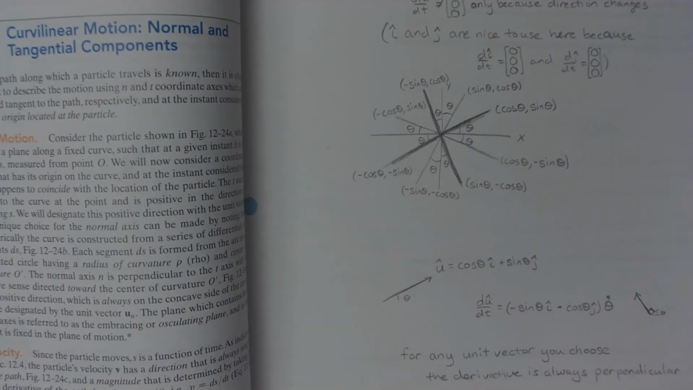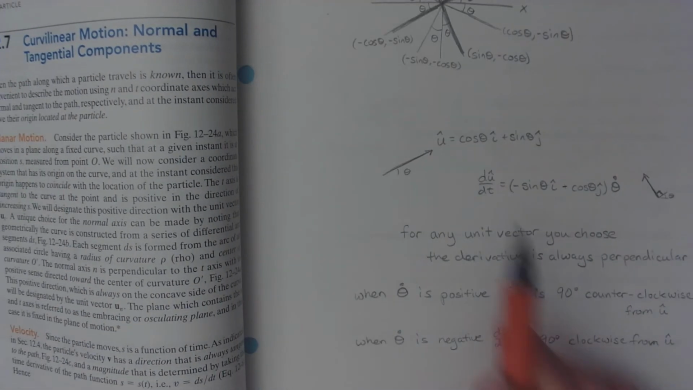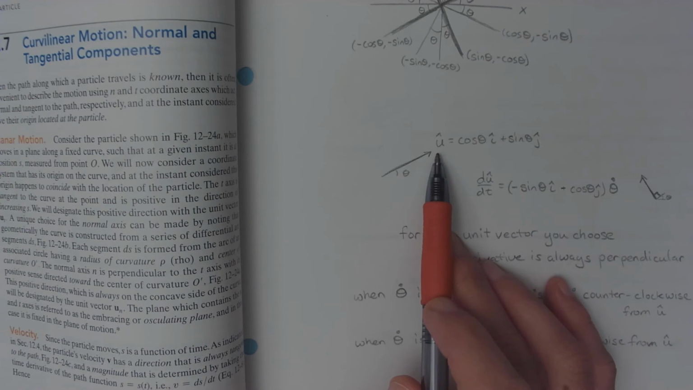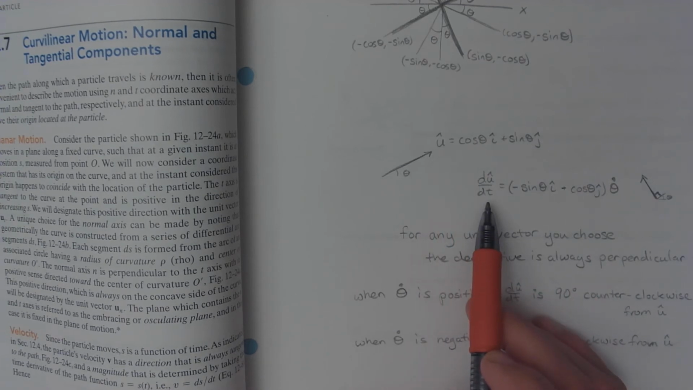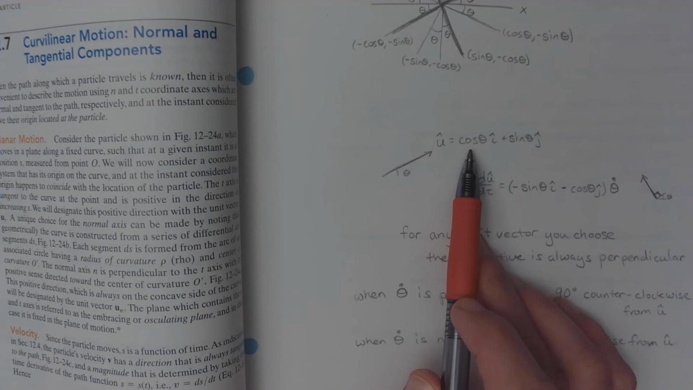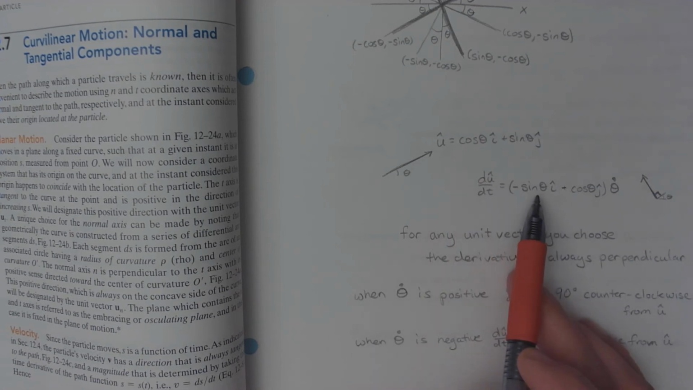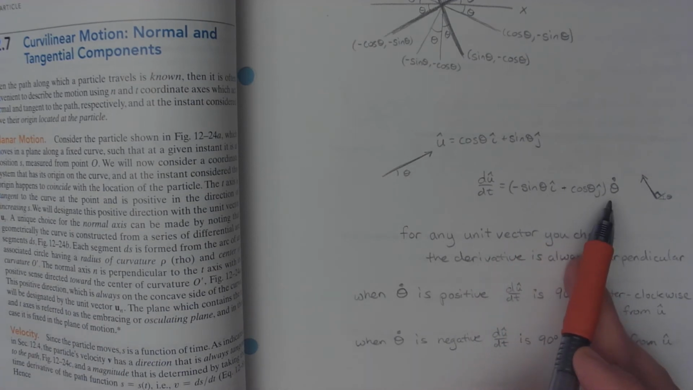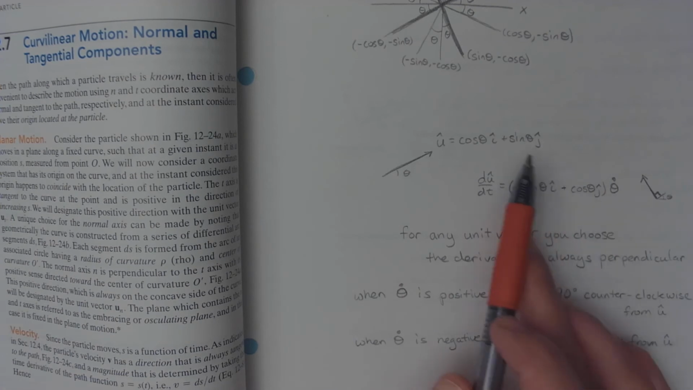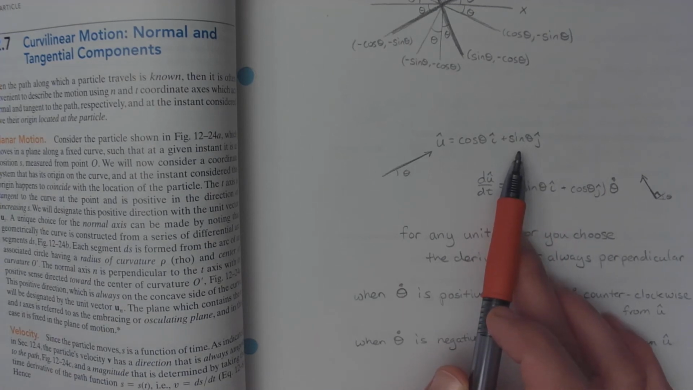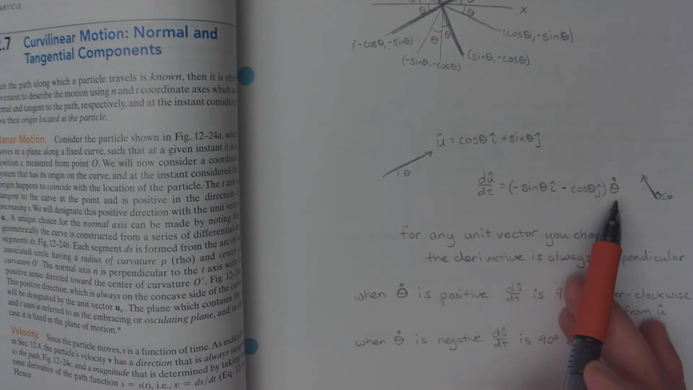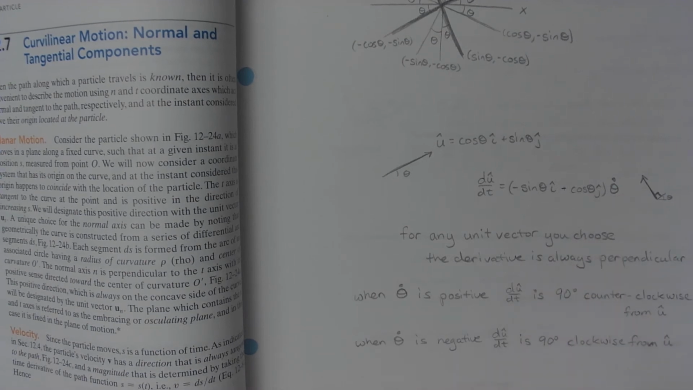Okay, I'm going to skip over what I have here. But so now we have our unit vector here. I take a time derivative of it. I take a derivative of cosine theta, and I get negative sine theta, but that's taking the derivative with respect to theta. I need to take the derivative with respect to time, so I have to multiply by d theta dt, which is theta dot. Similarly, when I take the derivative of sine theta with respect to time, taking the derivative of sine theta with respect to theta gives me cosine theta, then I have to multiply by theta dot.